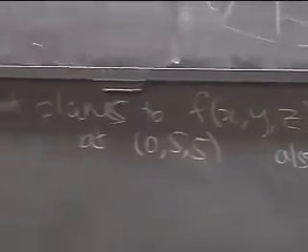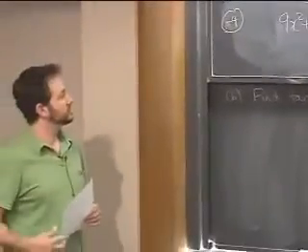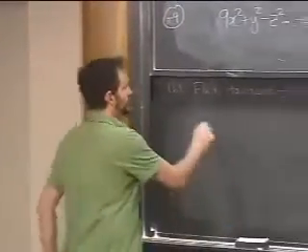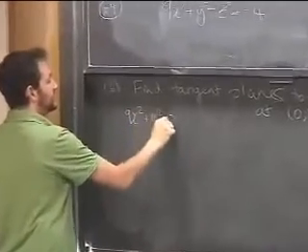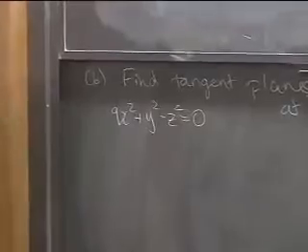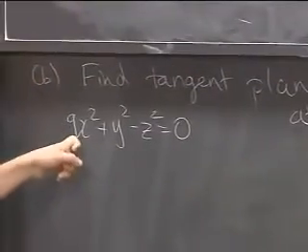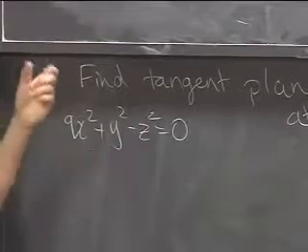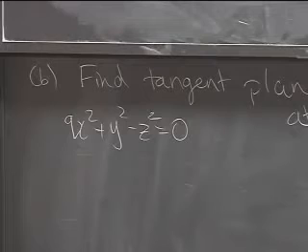Maybe we should not take it for granted that those points are actually on the surface. The surface here, again, is 9x squared plus y squared minus z squared equals 0. So we should just do a reality check. Does 0, 5, 5 even lie on this? Plug in 0, 5, 5. Yeah, sure. 25 minus 25. Same with 0, 1, 1. That's clearly going to lie on it as well.